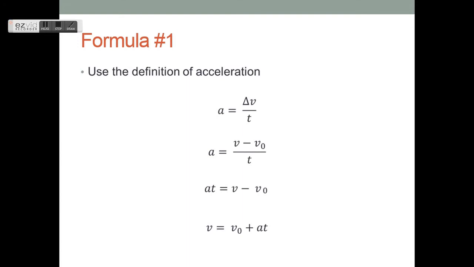So for the first one, we're going to use the definition of acceleration, that acceleration is change in velocity over time. Change in velocity would be final velocity minus initial velocity. So a is equal to final velocity minus initial velocity over t. If I multiply both sides by t, I get at is equal to final velocity minus initial velocity. And if I get rid of the minus part, I get final velocity is equal to initial velocity plus a times t. So there's something that looks like a linear relationship between time and velocity if acceleration is constant.